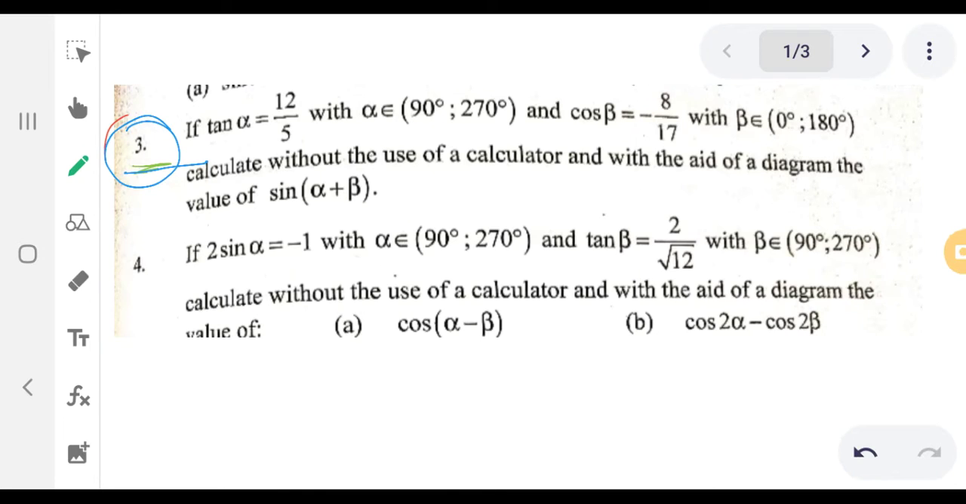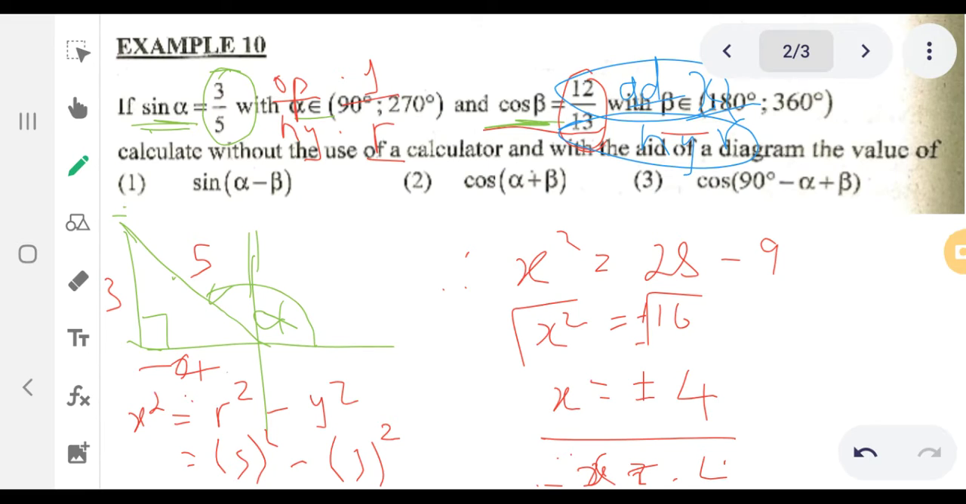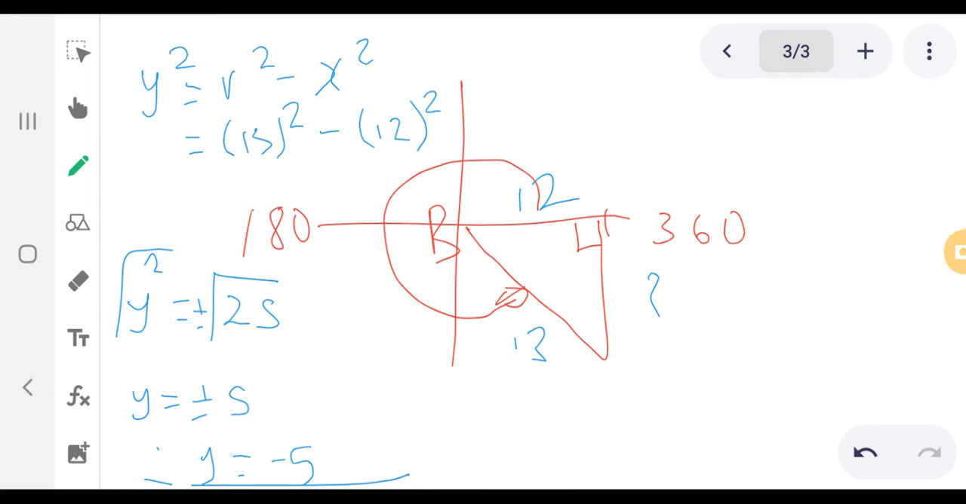Hi guys, this is going to be our part 2 of doing trigonometric questions using the aid of a diagram. Now, as I said, you are supposed to do number 3. We had the following example, and then we did draw our diagram. The first diagram that we had was for alpha, and the other diagram was for beta, and then we got the missing side, we got our y as minus 5.